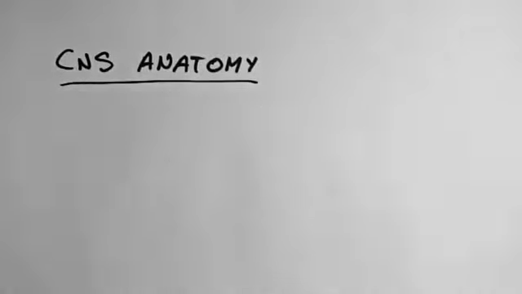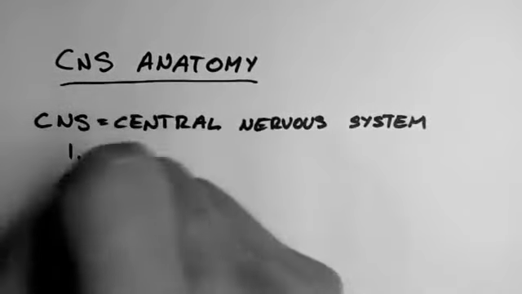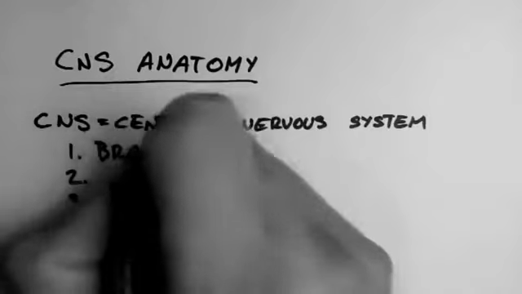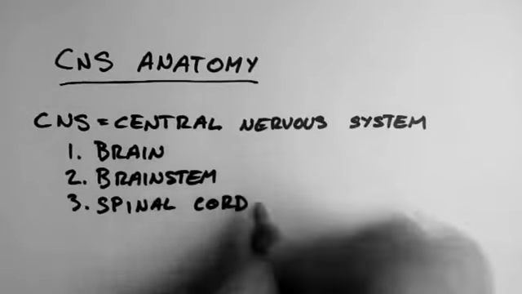This video is an introduction to CNS anatomy. CNS stands for Central Nervous System, and it's comprised of three parts: the brain, the brainstem, and the spinal cord.